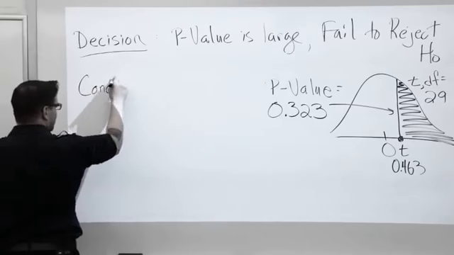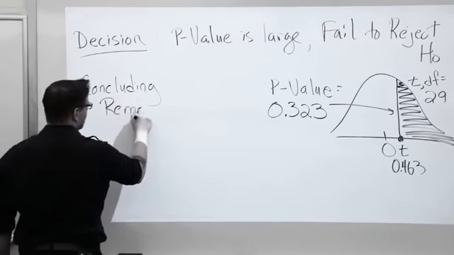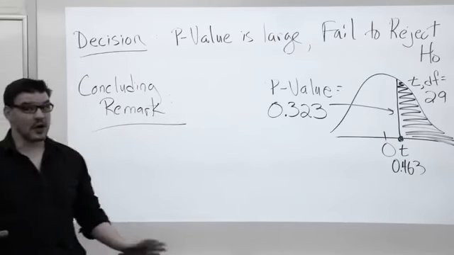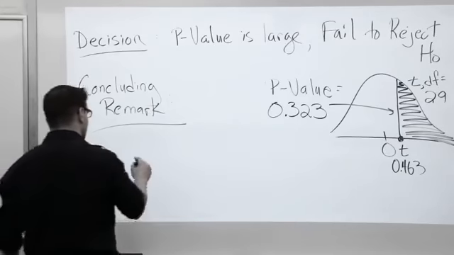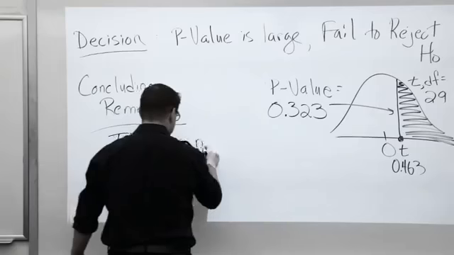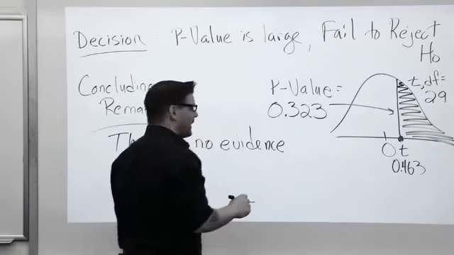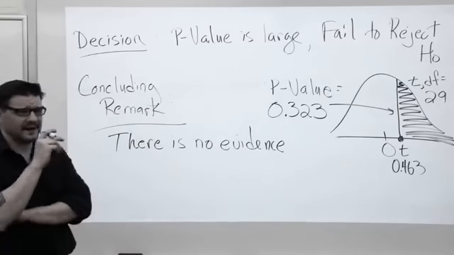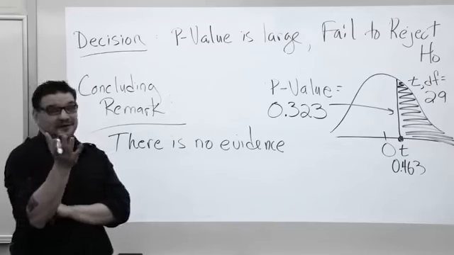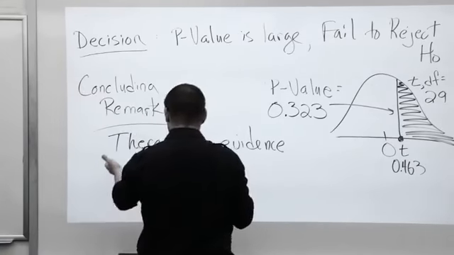And always write a concluding remark in the context of the problem. And so what can we say? There's no evidence. Fail to reject. So, started off, there's no evidence. I mean, what are we saying here? There's no evidence that students do any better on quiz 2 compared to quiz 1. I think that covers it, right?